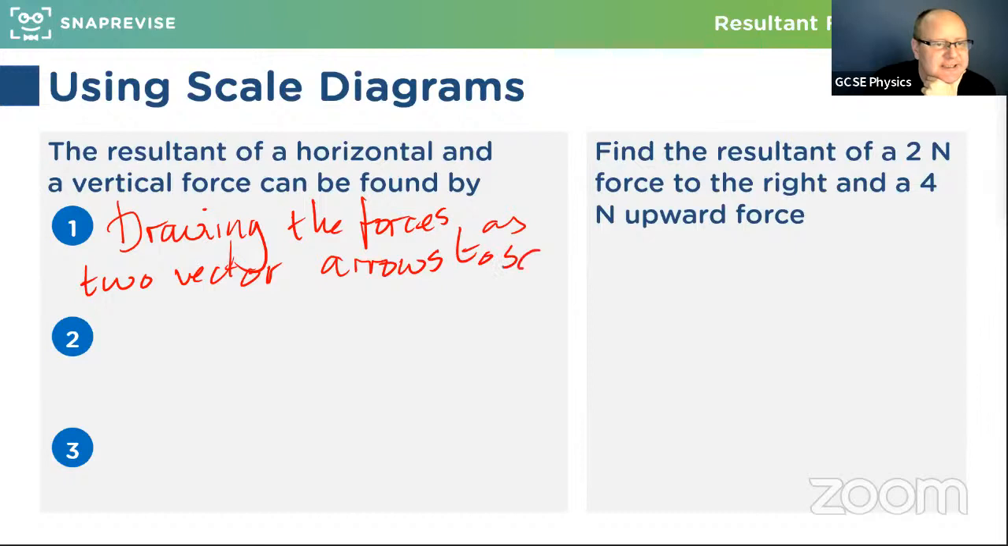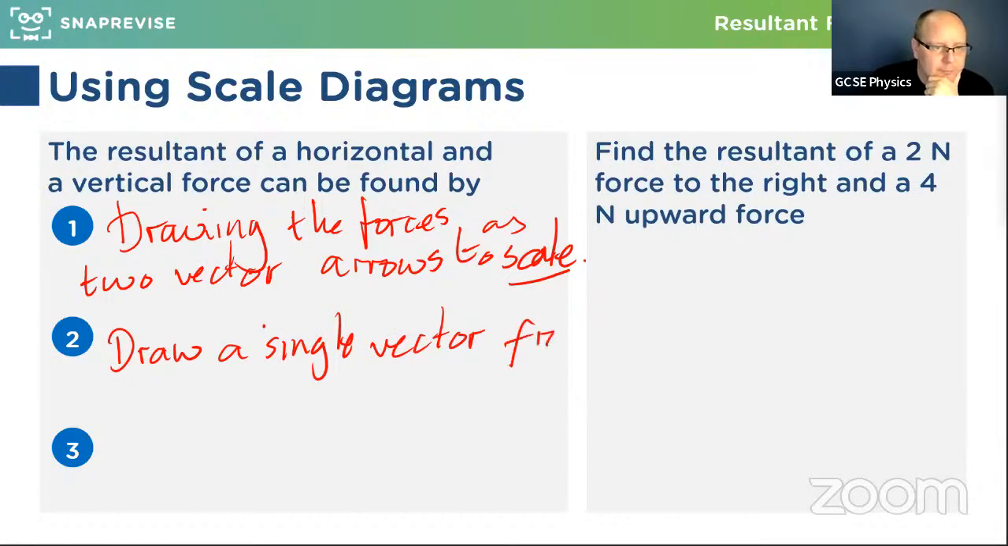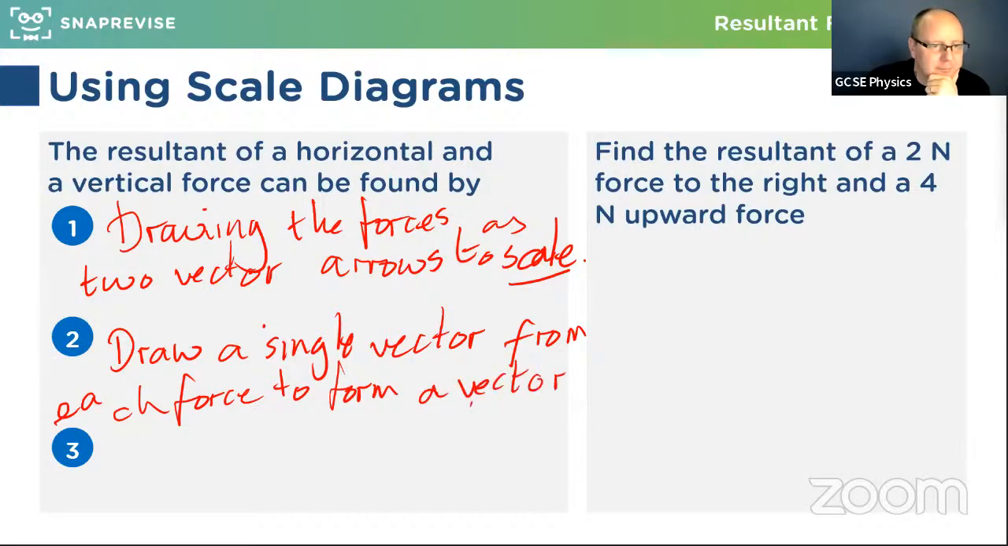and we can do that to scale. So if we do it to scale, we can assign a length to a certain force, say 1 centimeter a newton or whatever, determined by the forces you're dealing with. And then we can draw a single arrow, single vector from the end of one force to the end of the other. I'll show you how to do this in a minute. So we can draw a single vector from each force to form the resultant, and it forms a vector triangle then, which will be closed. I'll show you that in a second.